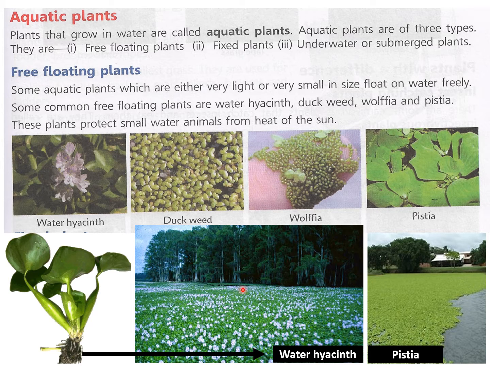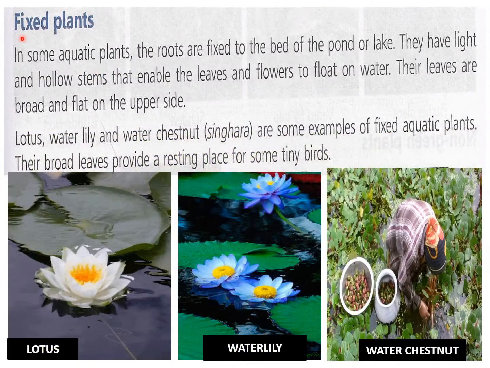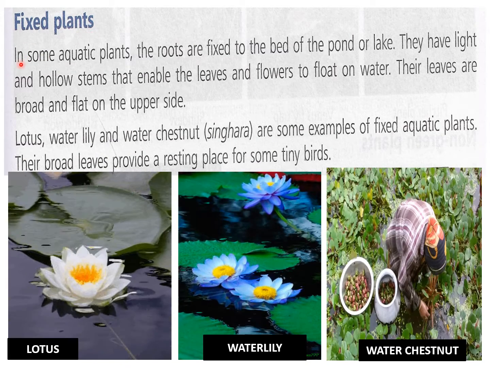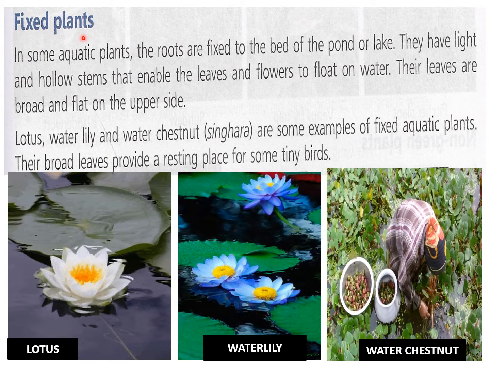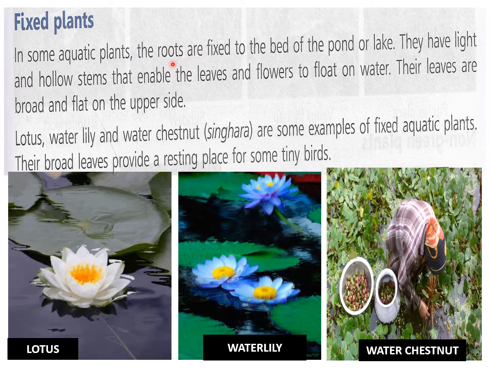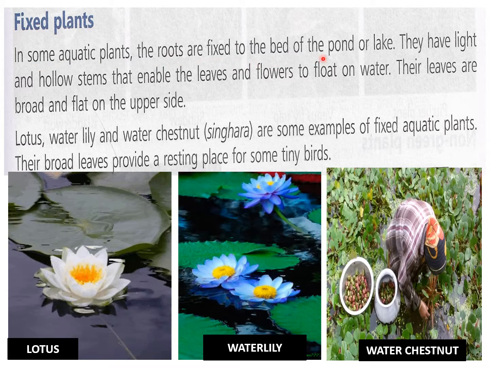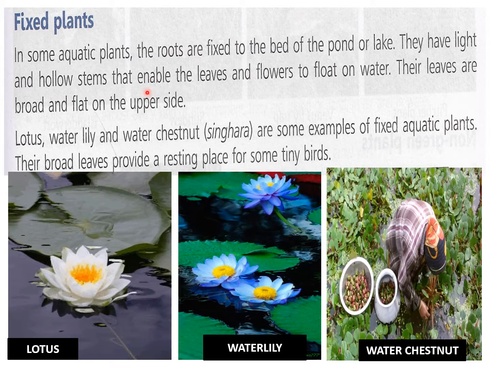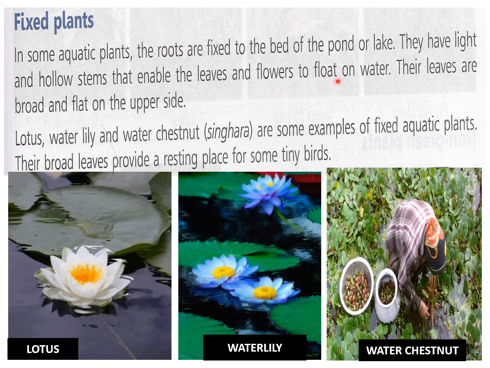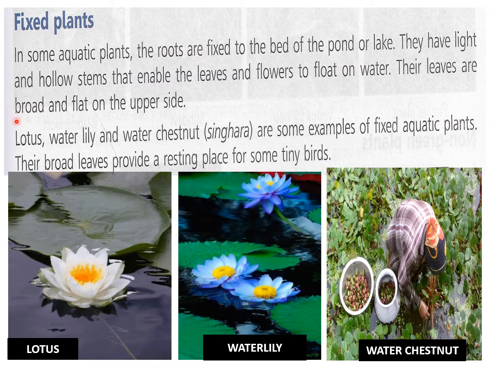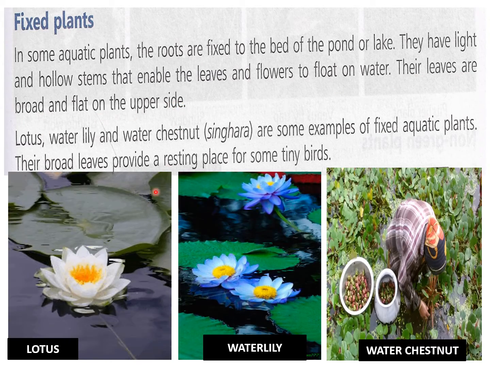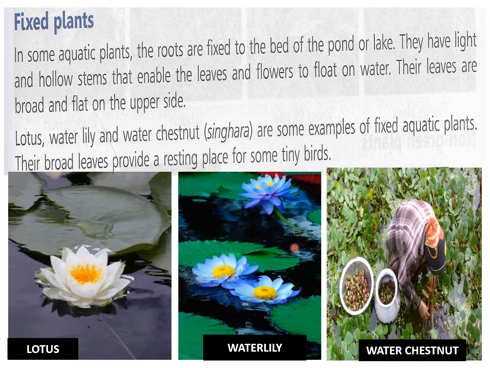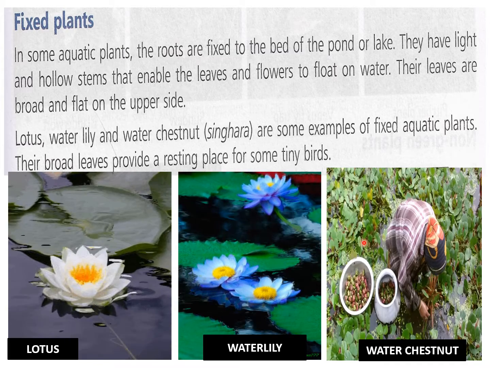Now we come to the next category of aquatic plants. Fixed plants. Fixed means they are fixed at one place. In some aquatic plants, the roots are fixed to the bed of the pond or lake. They have light and hollow stems that enable the leaves and flowers to float on water. Their leaves are broad and flat on the upper side. You can see here lotus, water lily, and this is water chestnut or singhara.